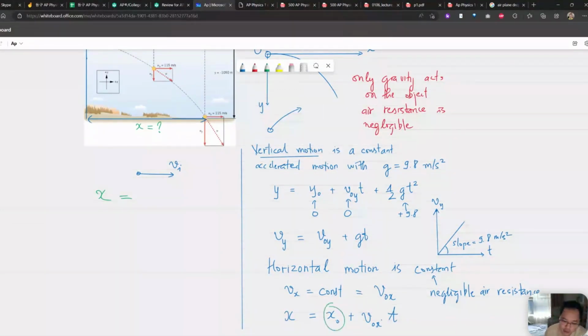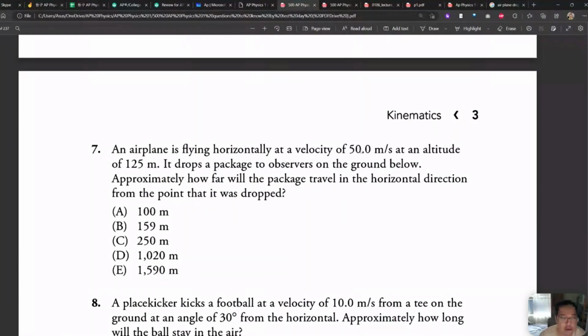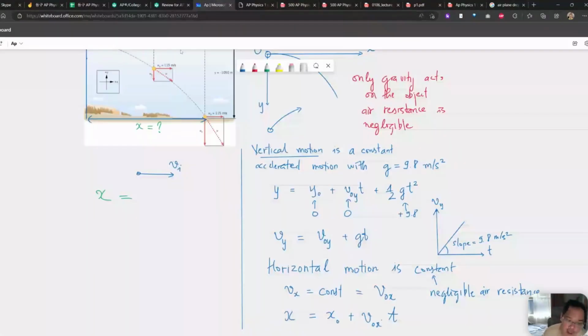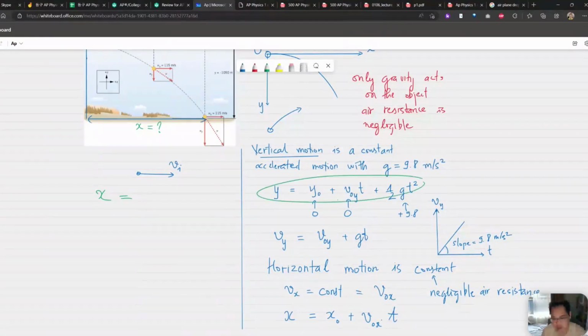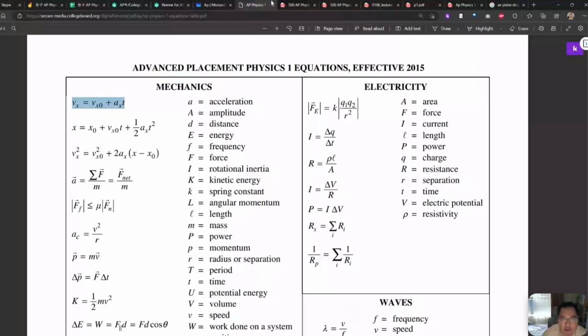Initial position x0 is 0. Initial horizontal velocity is 50. So to find x, we need to find the time, and the time will be calculated from this equation. So x equals v0x multiplied by time. The v0x is 50 meters per second, and the time is calculated by solving this equation. The height y is 125 meters.